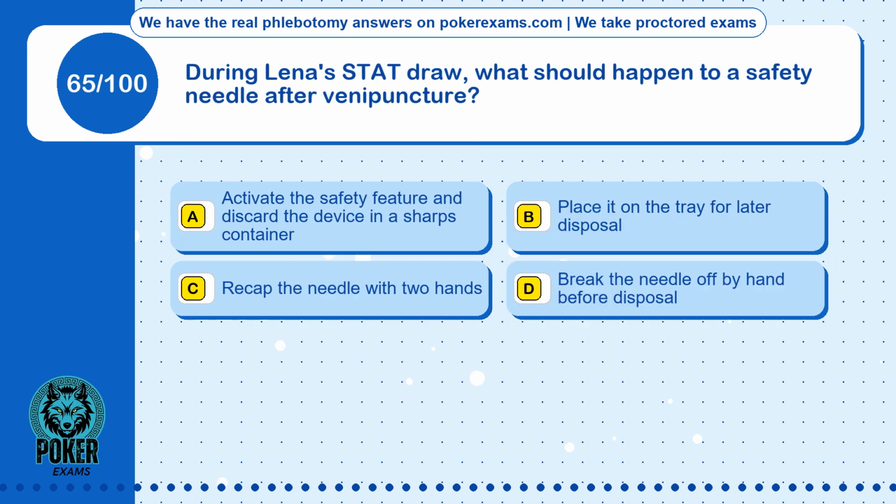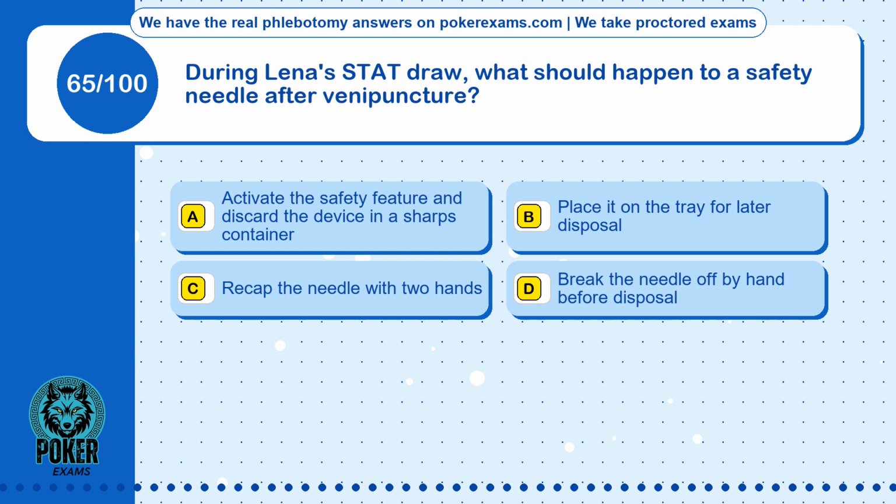Question 65. During Lenostat draw, what should happen to a safety needle after venipuncture? Option A. Activate the safety feature and discard the device in a sharps container. Option B. Place it on the tray for later disposal. Option C. Recap the needle with 2 hands. Option D. Break the needle off by hand before disposal.